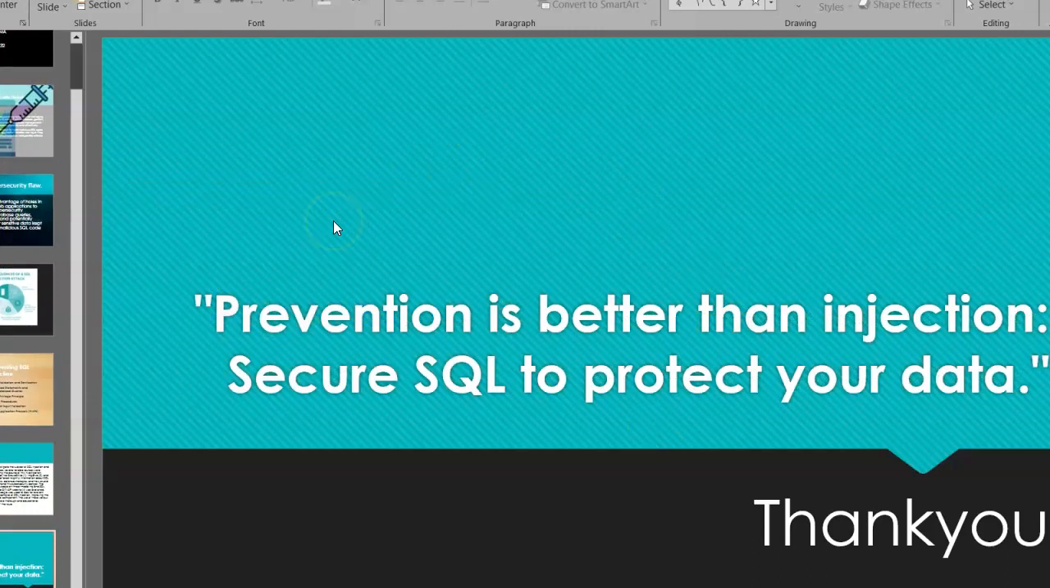Last but not least, I would say prevention is better than injection. Secure SQL to protect your data. Be very careful while using SQL, and protect everything from SQL injection.